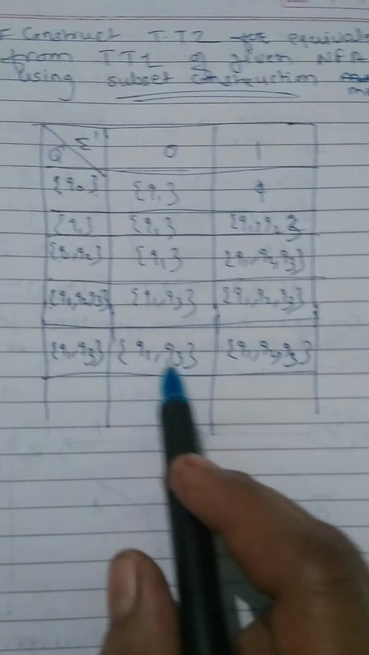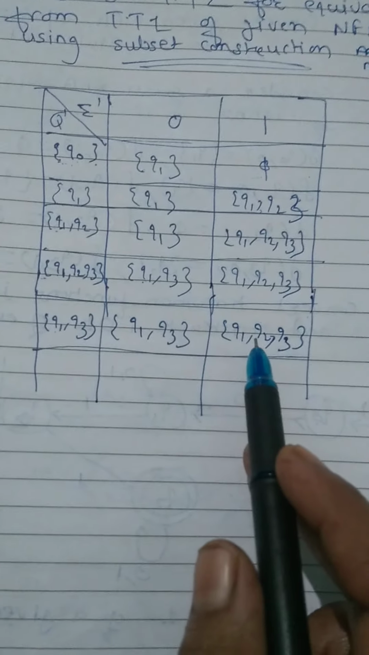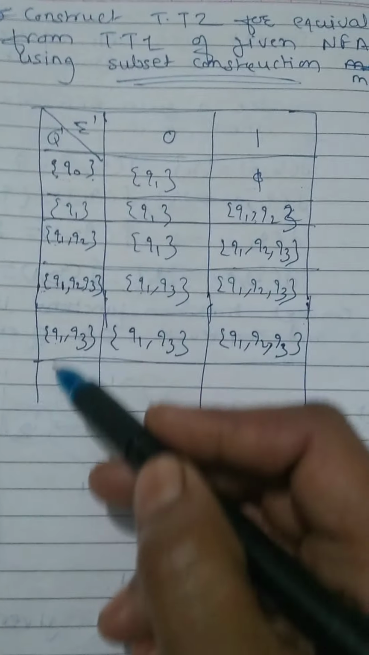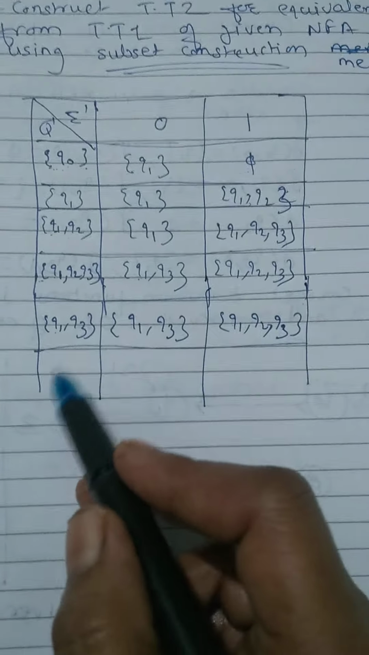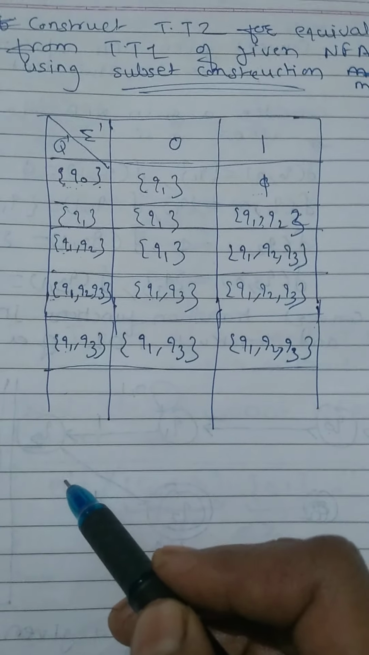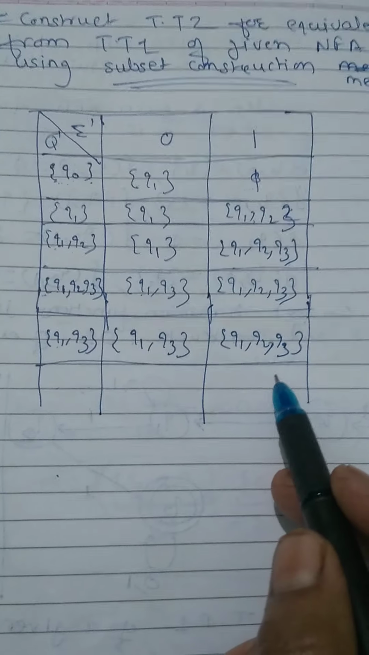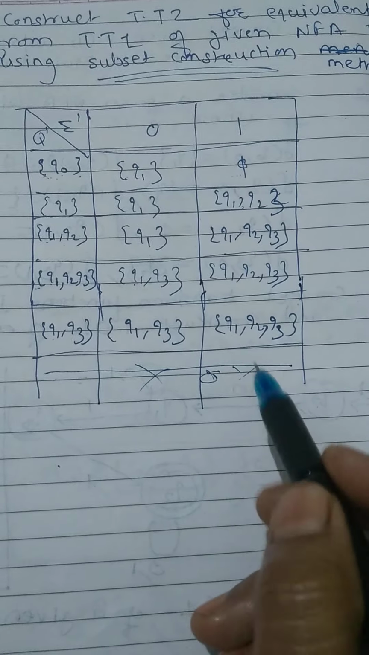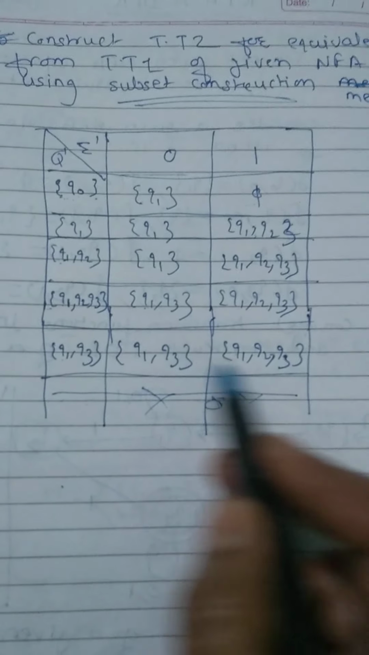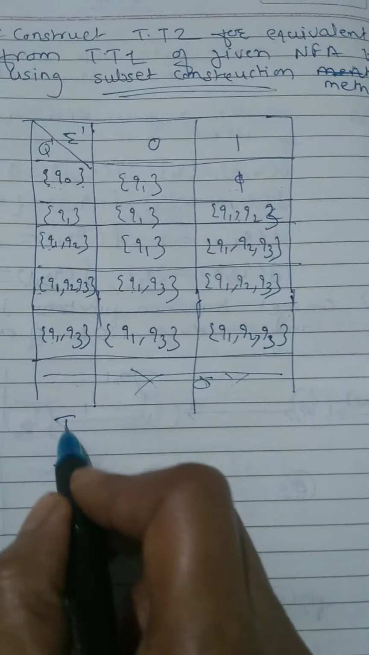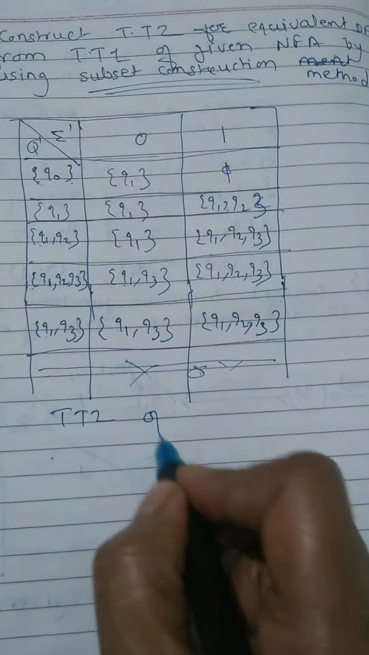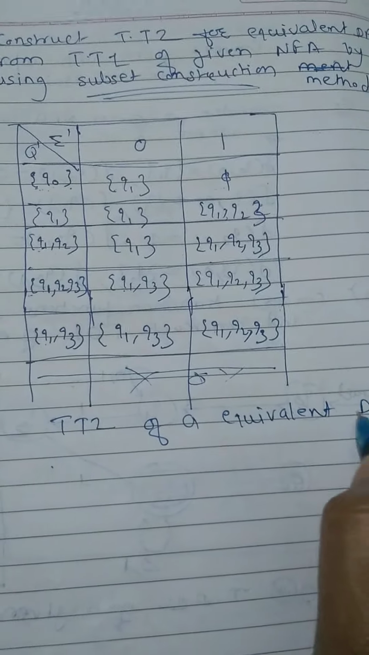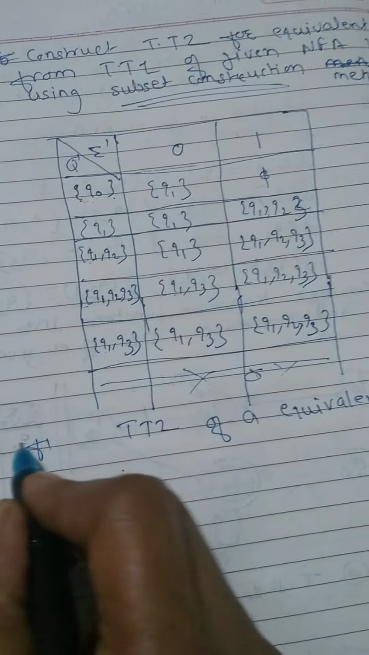Done. At this step, all the subsets we added are already considered here, which means we cannot extend the table further. So this is the end of the table construction. This is the table of the equivalent DFA. We will call this transition table 2 of the equivalent DFA. Let's consider this as table 2.